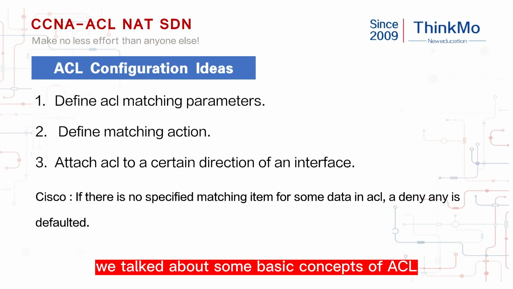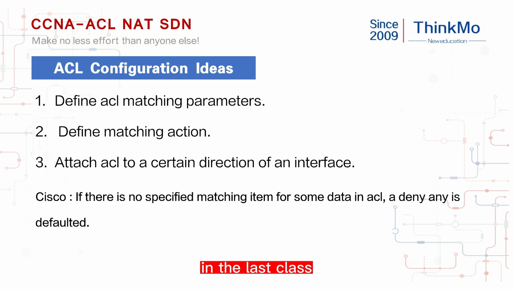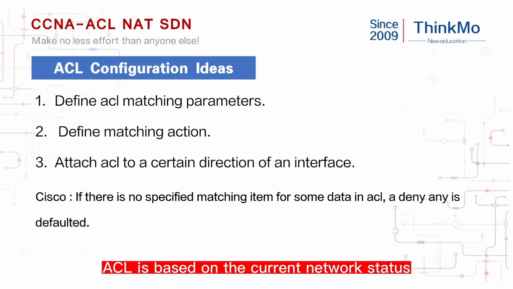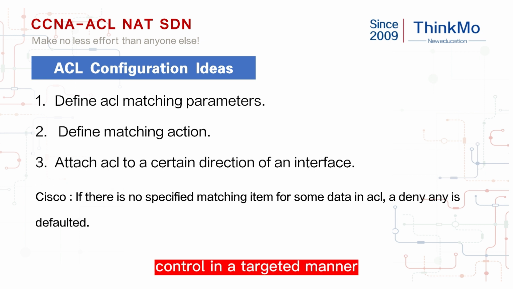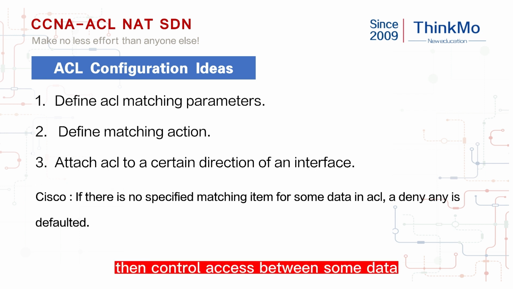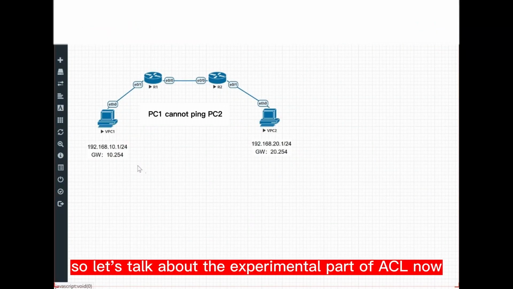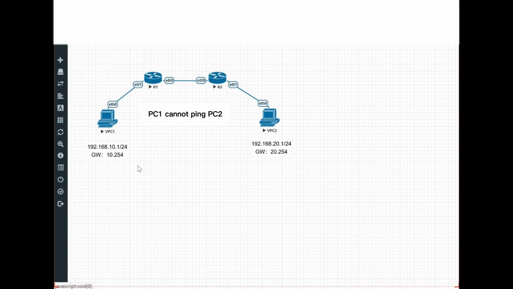We talked about some basic concepts of ACL in the last class. Actually, ACL is based on the current network status. When the communication has been completed, then we do some corresponding control in a targeted manner, controlling access between some data. So let's talk about the experimental part of ACL now. Let's practice. Look at this picture. This is the experimental environment. The requirement is simple. PC1 cannot ping PC2.